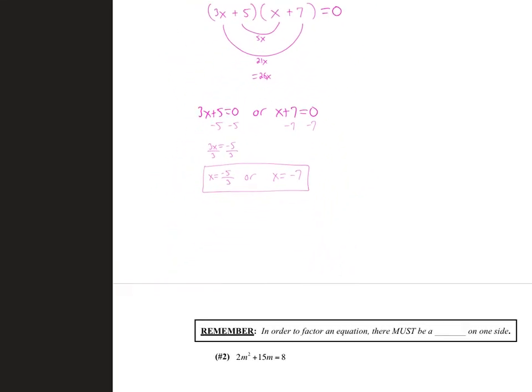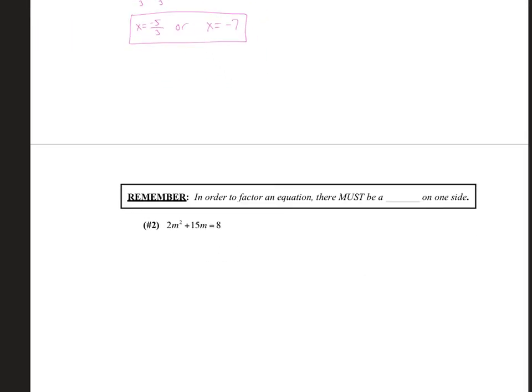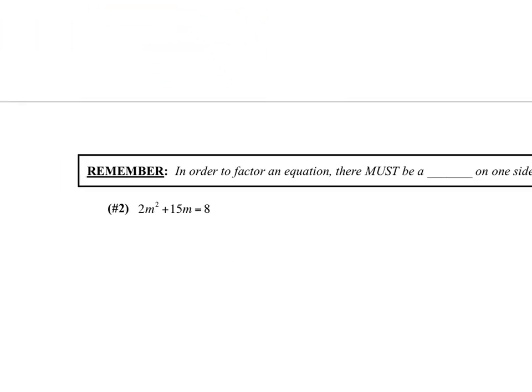Okay, why don't you guys see if you can try the second one, the last one, on your own. Let's do the first step together. Remember, in order to factor an equation, there must be a 0 on one side. So we have 2m squared plus 15m equals 8. Is this equal to 0 or no? It is not. So we need to move that 8 to the other side. How do we do that? Subtract 8. So now we have 2m squared plus 15m minus 8 equals 0.